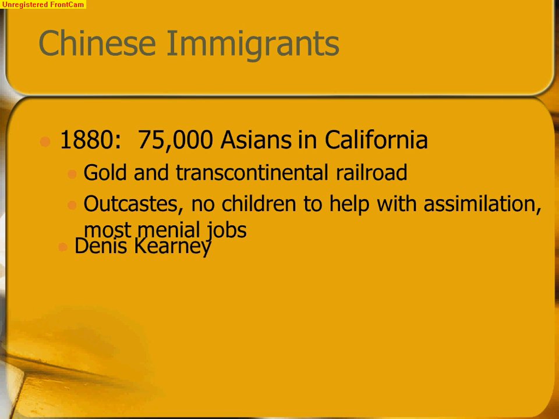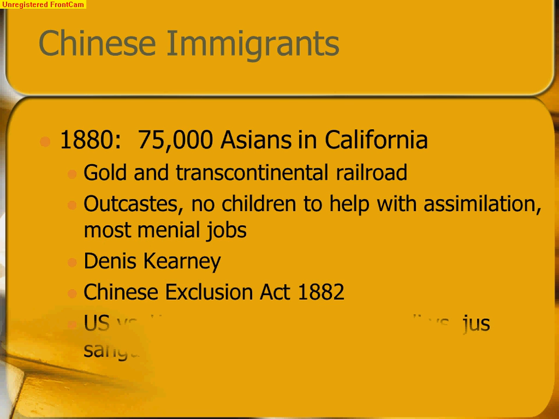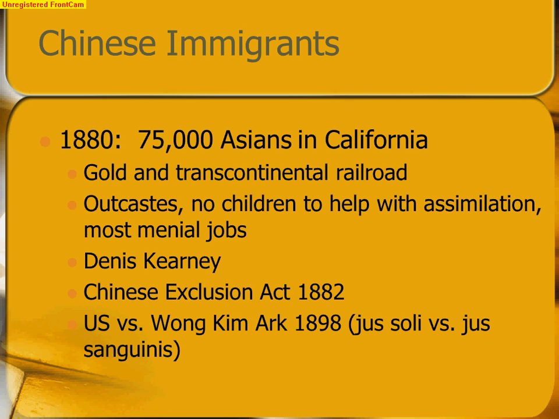Now, we also see social corruption other than just Jim Crow, but we see social corruption out on the West Coast when it comes to Chinese immigrants. In 1880, there were about 75,000 Asians living on the West Coast, primarily in California. Most of them had come here to work on that transcontinental railroad, to build the transcontinental railroad. Now, about half of them actually returned back to China after their job was done. But for those who stayed behind, many of them did not bring women, they did not bring children with them. They were essentially social pariahs in American society at this time. They didn't have children to help them with assimilation like every other immigrant group had done.